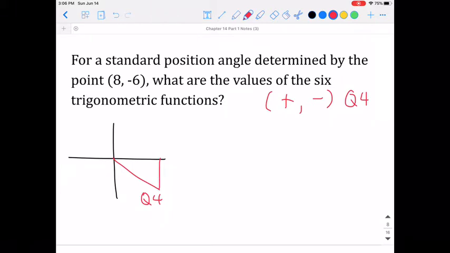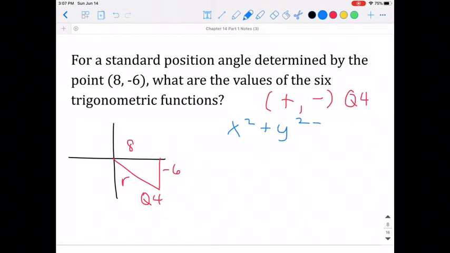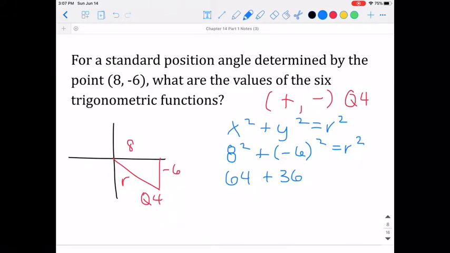And now if we label this 8, negative 6, now we're going to look for our radius. So again, to determine the radius, we can use the equation x squared plus y squared equals r squared. So when we do that, we have 8 squared plus negative 6 squared equals r squared. That's going to give us 64 plus 36 equals r squared. 64 plus 36 is 100 equals r squared.